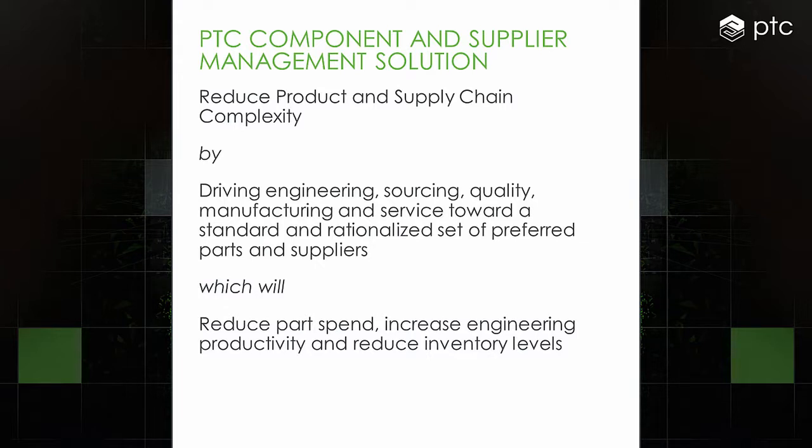In today's session, you will hear how you can benefit from a reduction in your product and supply chain complexity. This can be achieved by driving your engineering, sourcing, quality, manufacturing, and service organizations toward a standard and rationalized set of preferred parts and suppliers. By doing this, you can reduce your part spend and inventory levels and increase your engineering productivity.